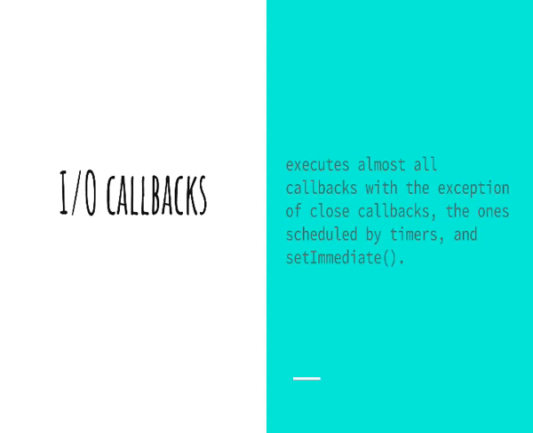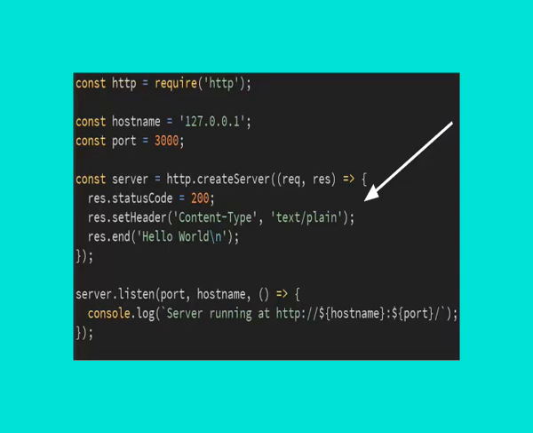The next thing is the IO callbacks, and this executes pretty much almost all of the other callbacks apart from three main ones. Close callbacks, which we'll get to right at the end, the ones scheduled by timers, and this special thing called setImmediate. This function basically allows you to control where your callbacks get handled, but we won't go into that. So when we hit these IO callbacks, this is when our actual callback here is being fired, because we've got information on the wire from the network saying that we have a connection and that they've sent a request to our server. This has already been queued up, and we fire this listen event, and we send the data back.